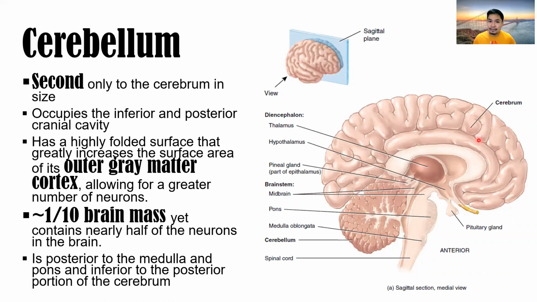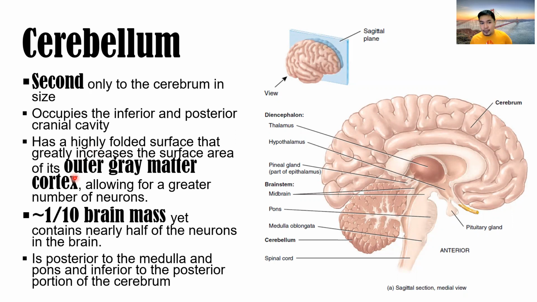Okay, let's get oriented with the picture. This is a sagittal section, a medial view. This is your cerebrum, cerebral cortex. This is your cerebellum. Okay, cerebellum is different from cerebrum. Your cerebellum occupies the inferior and posterior part of the cranial cavity and has a highly folded surface that greatly increases the surface area of its outer gray matter cortex.